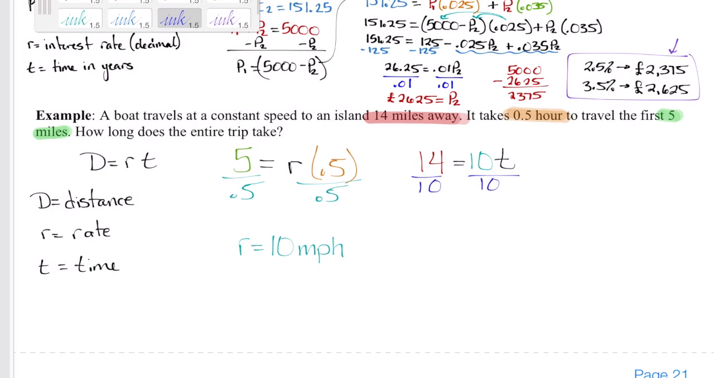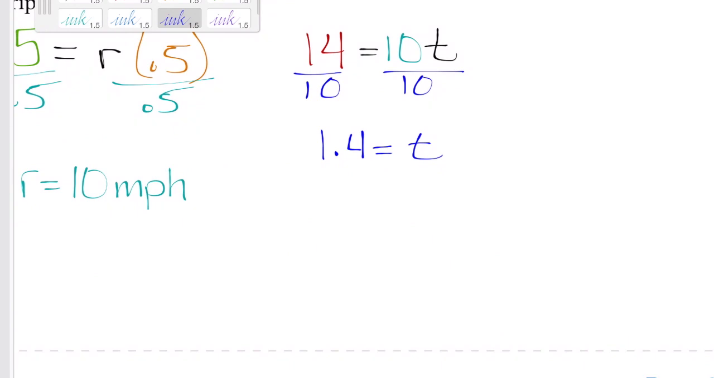14 divided by 10 is going to give me 1.4. And we've been using hours this whole time, so it's 1.4 hours. I don't know the last time I told someone it was going to take me 1.4 hours to do something.